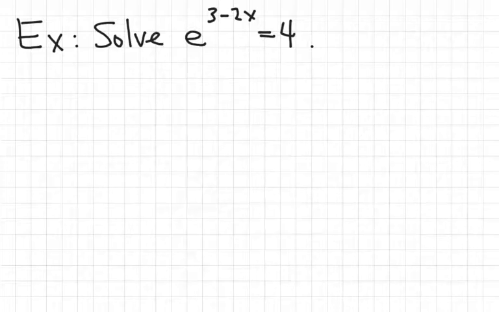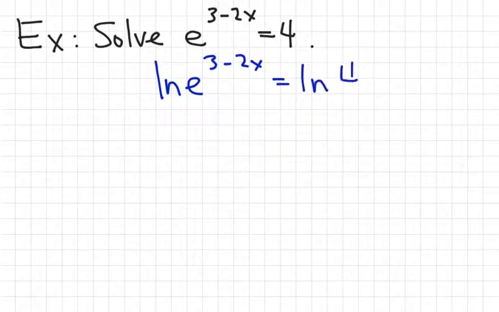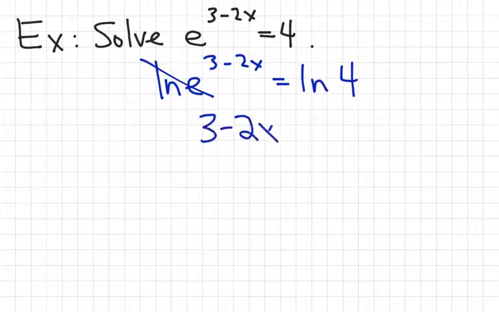I want to solve e raised to the 3 minus 2x equals 4. First, is our exponential term isolated? Yes, it is. If it's isolated, then I'm ready to put a log on both sides. Since the base is e, we're going to put the natural log on both sides. And this cancels, so I'm left with 3 minus 2x is equal to the natural log of 4.